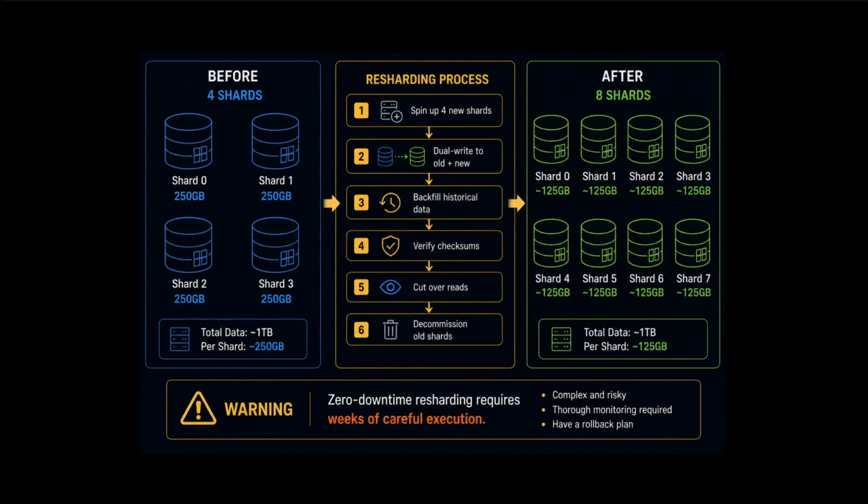And also, at some point, your shards themselves get too large and you need to reshard again. So you go from 4 to 8 and 8 to 16. This is operationally complex, and it's one of the reasons teams over-provision shards upfront.